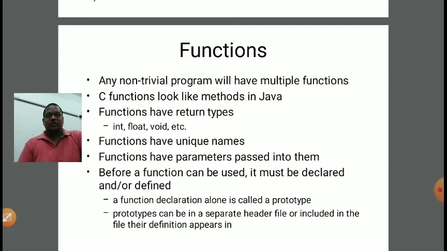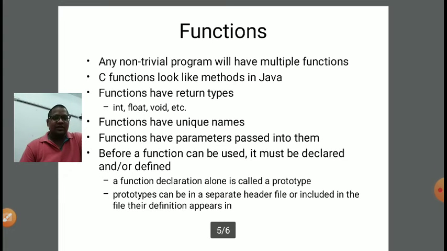First, you should know what a function is. A function is basically a segment, a part of a program, which is used to perform a specific task. In technical terms, any non-trivial program will have multiple functions. C functions look like methods in Java. In C++ and Java programming there also we use procedures and methods. So it is similar: in C it is a function, and there it is a method.